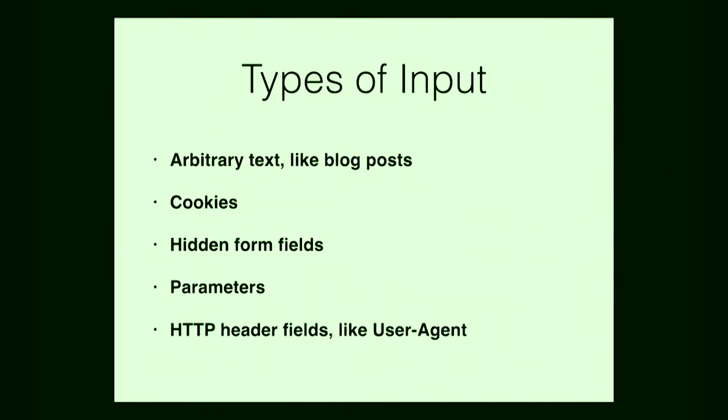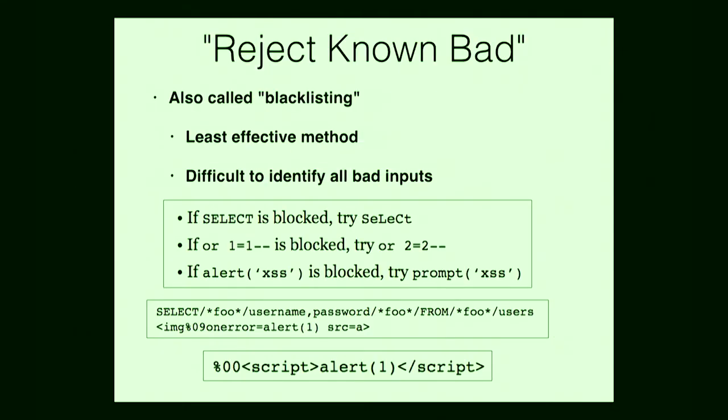All right, so you can put in arbitrary text. If you're going to let people have blog posts, they can put in almost anything. Cookies, hidden form fields and parameters, and things like the user agent are all feeding data up from the user, and they can all be manipulated. So there are different philosophies. The most common one is to reject known bad, remove apostrophes from things that might have SQL injection and so on. The problem is it's very hard to detect.